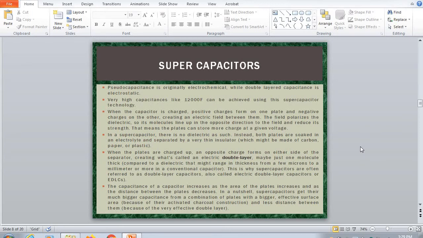The capacitance of a capacitor increases as the area of the plates increases and the distance between them decreases. In a nutshell, supercapacitors get their much bigger capacitance from a combination of plates with bigger effective surface area because of the presence of activated carbon or charcoal in their construction, and less distance between them because of their very effective double layer.